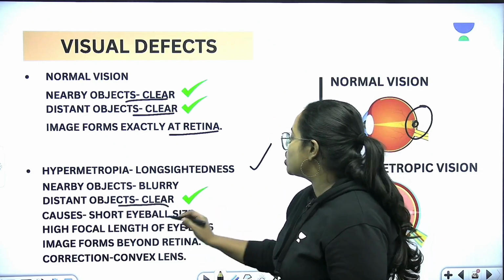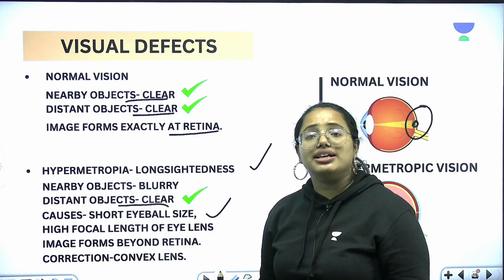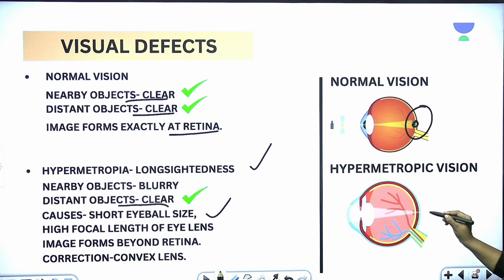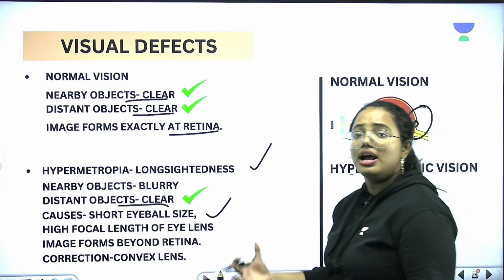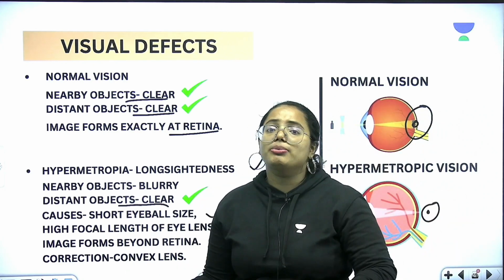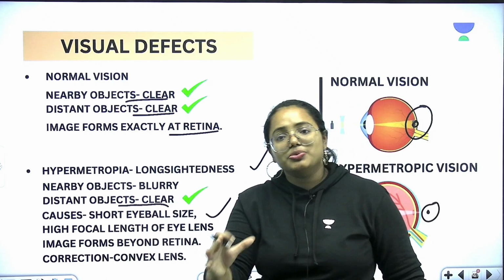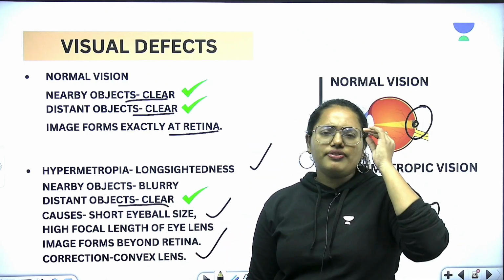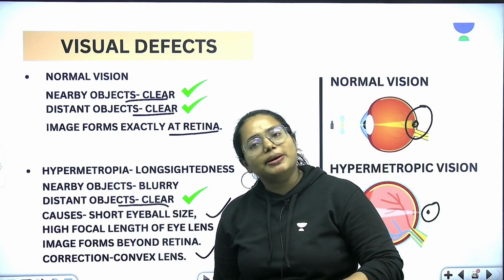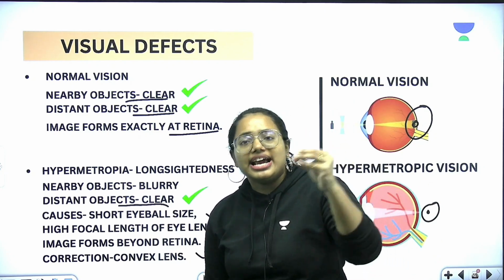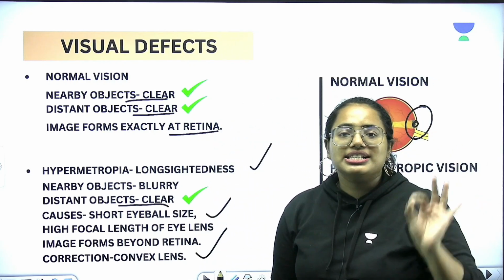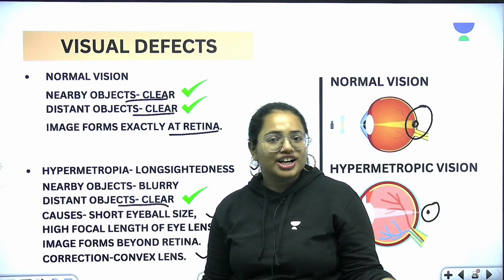But distant objects can be seen very clearly. Got it? So the short eyeball size and the high focal length of the eye lens are the basic causes behind it. And image will be formed beyond retina. Look at it. It is formed beyond retina. It should be formed at retina. As this person has a defect, the image will be formed beyond retina. That is the reason we need to use a corrective lens. Which lens has to be used? Convex lens. So convex lens is nothing but a converging lens. This lens can be used to correct the defect and therefore the image will be formed exactly on retina. So this is how the correction has to be done. Got the point?